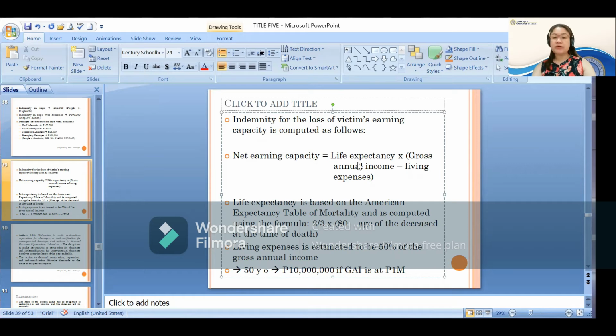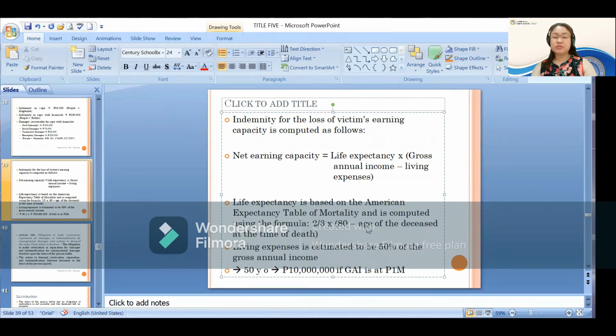Now, as far as life expectancy is concerned, the law is actually adopting the life expectancy based on the American Expectancy Table of Mortality. And they also compute the life expectancy using the formula. The 80 there is constant. It is presumed that the longest a person would live is 80. So 2/3 times 80 less the age of the deceased at the time of his death.